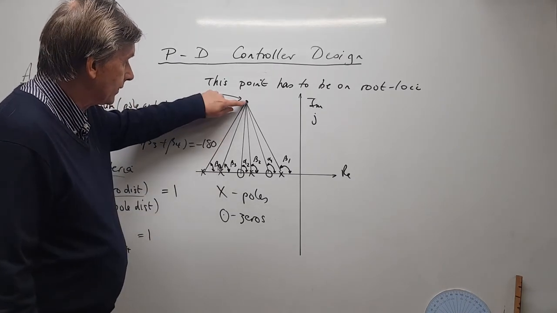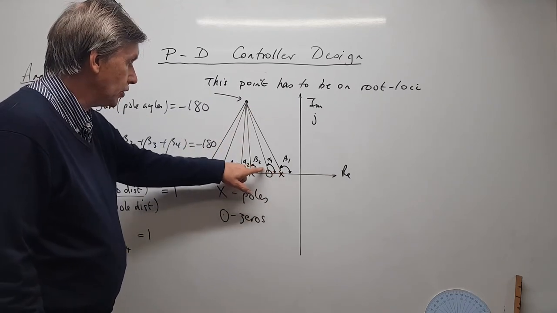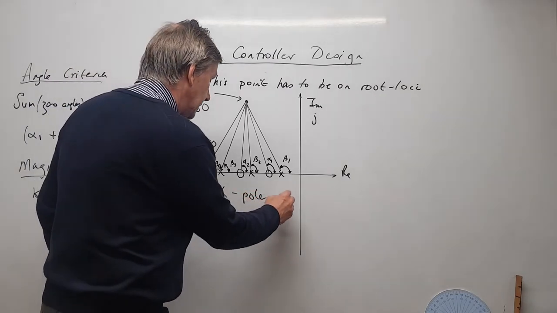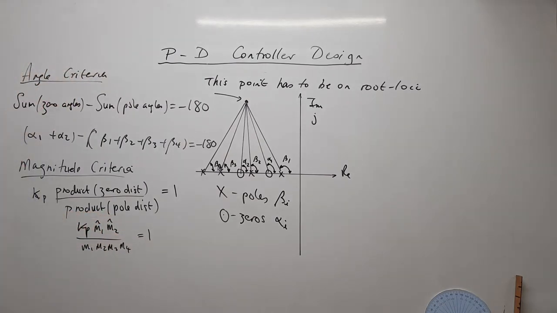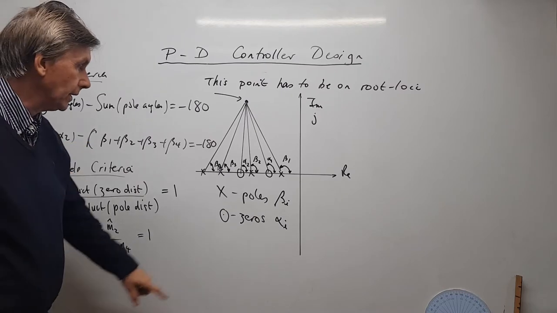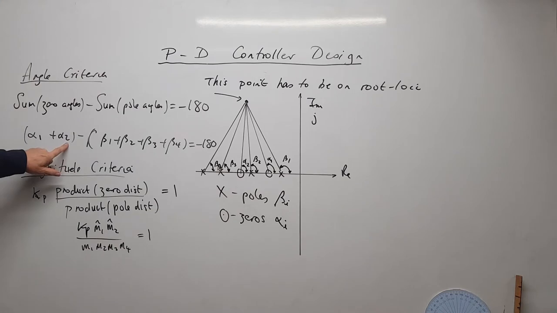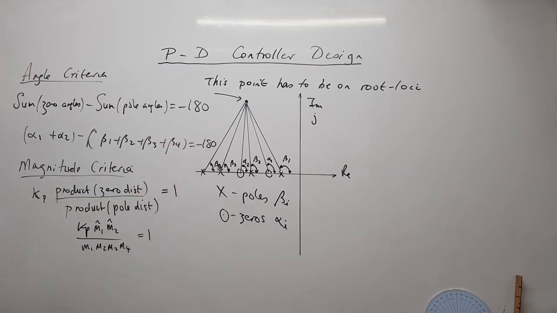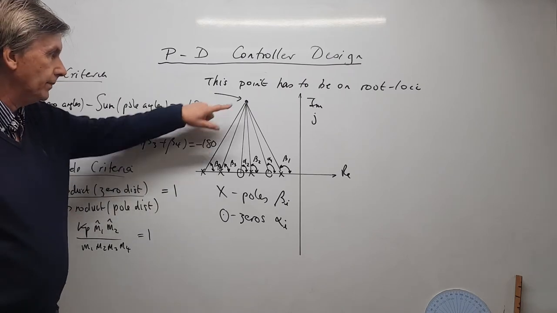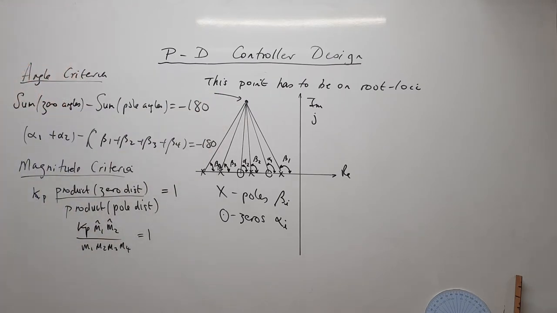If we then draw straight lines from the point to all the poles and zeros, we can then measure some angles. I'm going to call the pole angles beta i and the zero angles alpha i. And the angle criteria is relatively simple. It says the sum of the zero angles minus the sum of the pole angles will come exactly to minus 180. So for this particular example, I've got two zeros, alpha 1 and alpha 2, and four poles, so it'll be beta 1 plus beta 2 plus beta 3 plus beta 4. Minus those is equal to minus 180. And this now would be my angle criteria. Obviously, if we didn't know this point was on the root loci, we could add these numbers up, and if they came to 180, you would know they were there. That'd be one way we could use it.